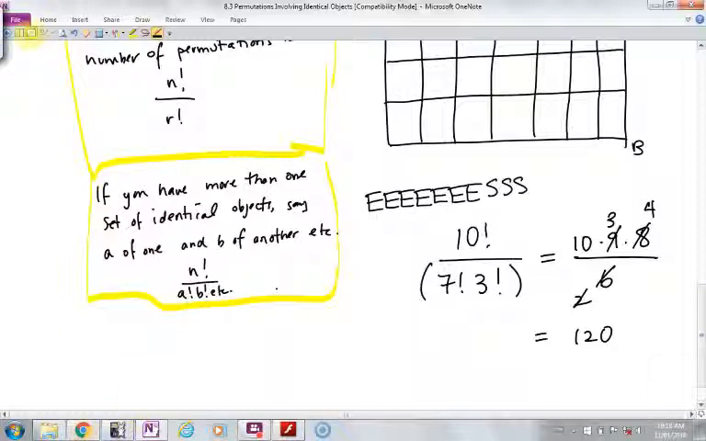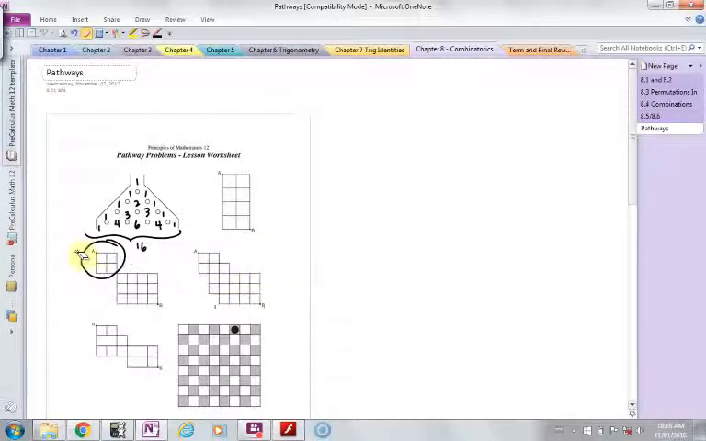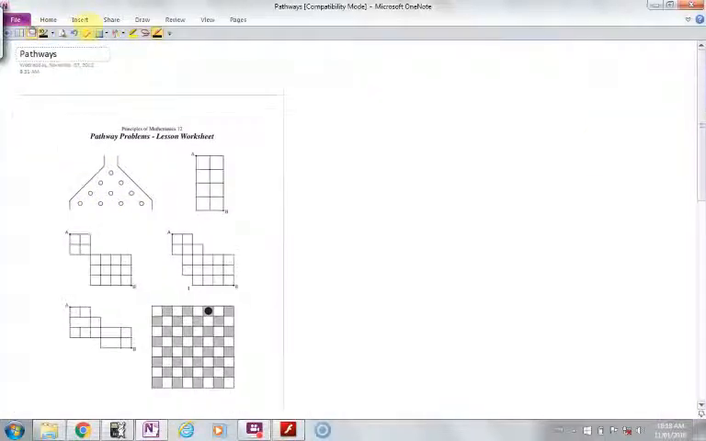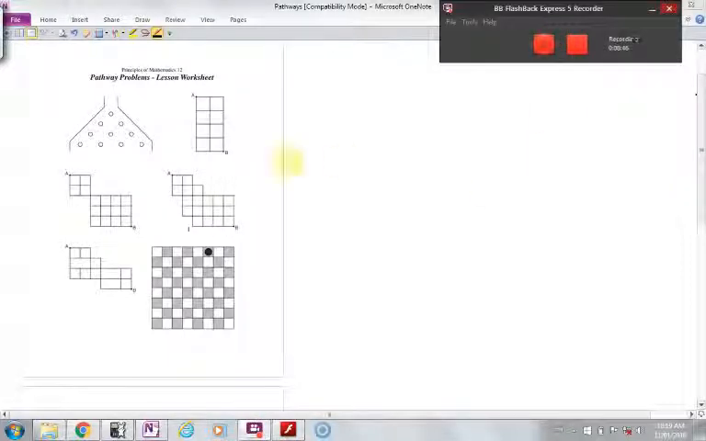Okay, well, I want to show you a handout with some practice with pathway problems. But I don't want you to get super excited about it. I don't want you to spend a lot of time doing pathway problems and nothing else in this section, because pathway problems are only one kind of problem that you're going to see in this section.